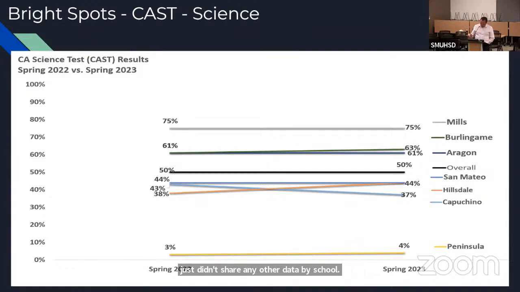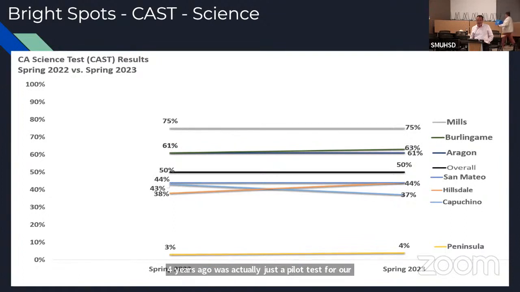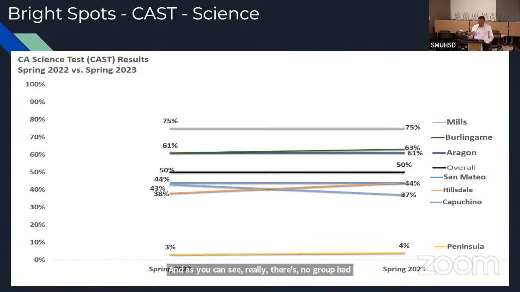So this is the second administration of the California science test. And it's actually the third administration totally, but the first administration we did 4 years ago was actually just a pilot test for our then juniors and seniors. And so we've only actually administered this test 2 times in its lifespan because the first year it was to be administered for us was going to be in 2020, which was March of 2020. So that didn't happen. And as you can see, really, no school had an increase or decrease by more than 2 percentage points, right, from year to year, from 2022 to 2023.